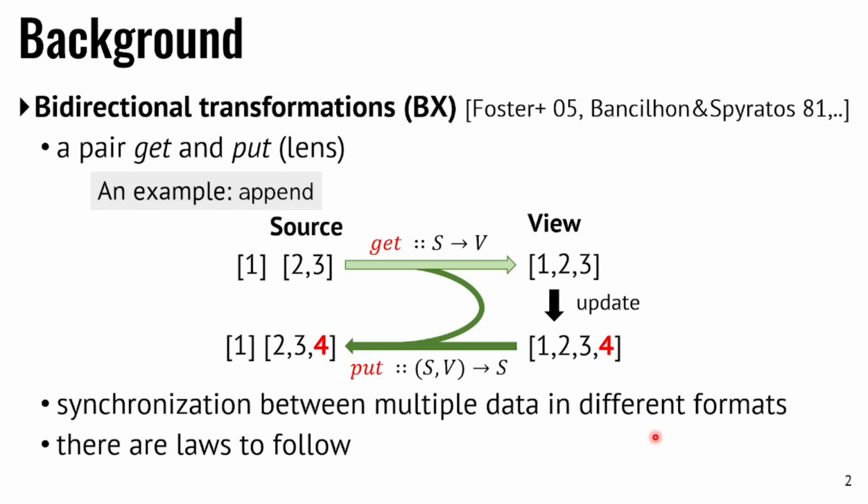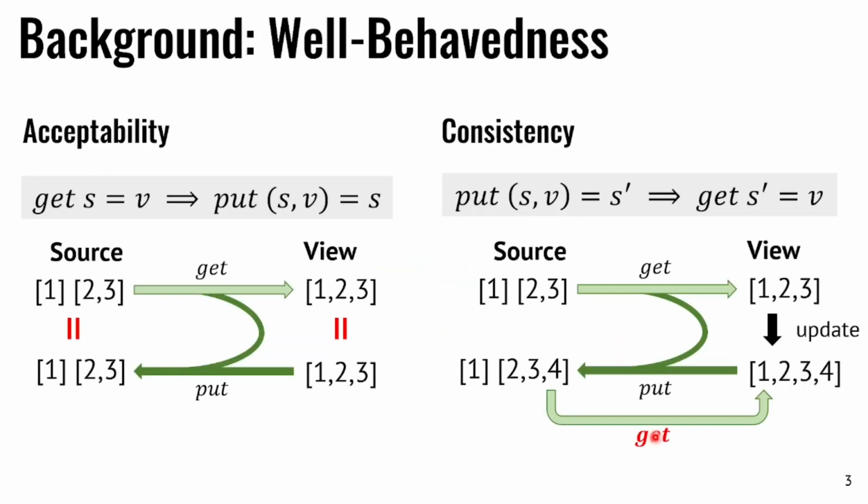Of course, not all pairs of get and put are bidirectional transformations. There are laws to follow. The law is well-behavedness. Well-behavedness consists of two conditions: acceptability and consistency. Acceptability says no changes to the source if there is no change to the view. And consistency says all changes to the view must be captured in the updated source.